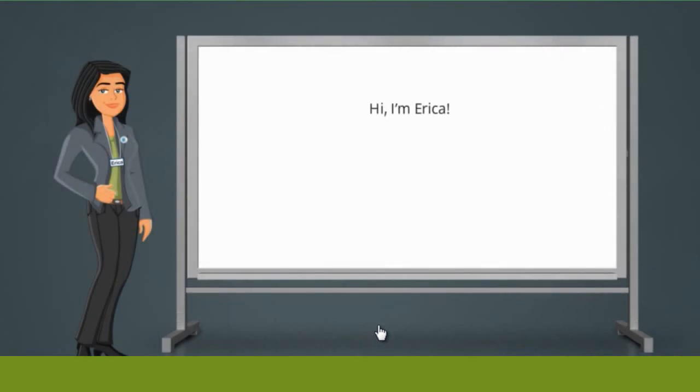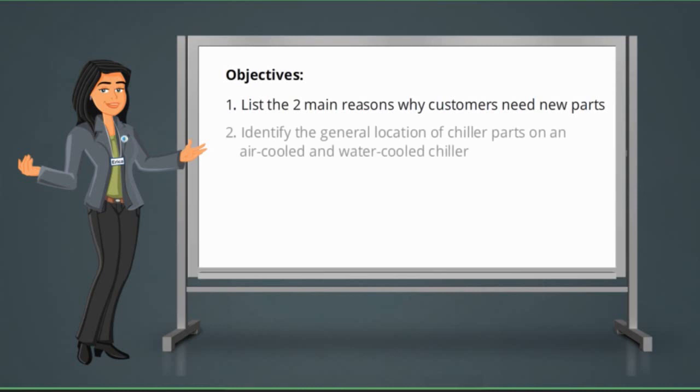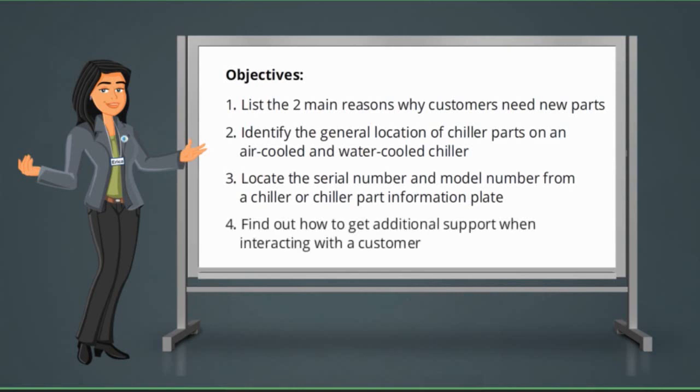Hi, I'm Erica. In this module, we're going to cover the following objectives. Two reasons why customers need new parts, identifying the general location of chiller parts on an air-cooled and water-cooled chiller, locating the serial number and model number from a chiller or chiller part information plate, and how to get additional support when interacting with a customer.